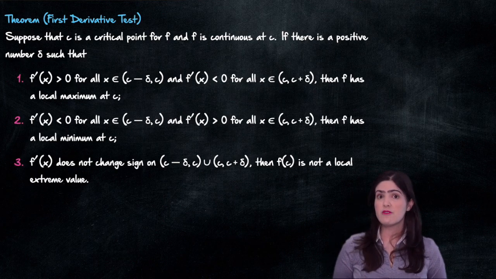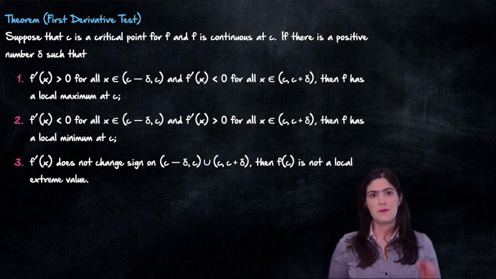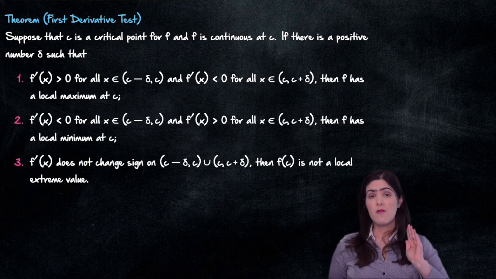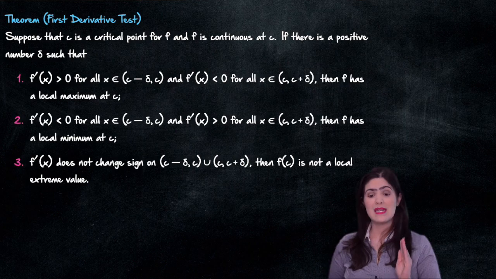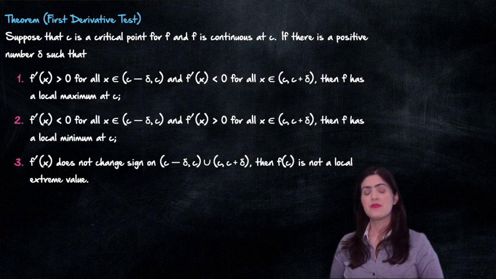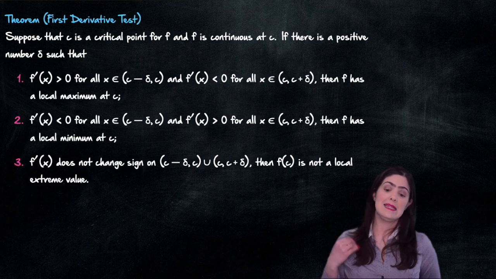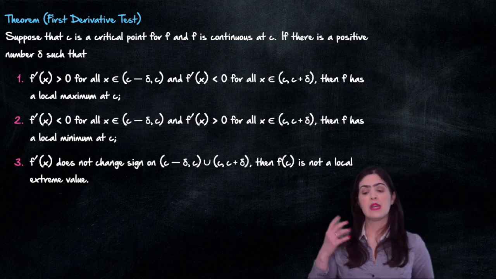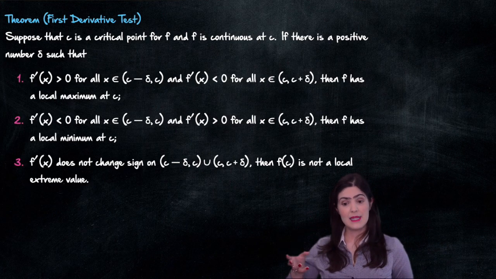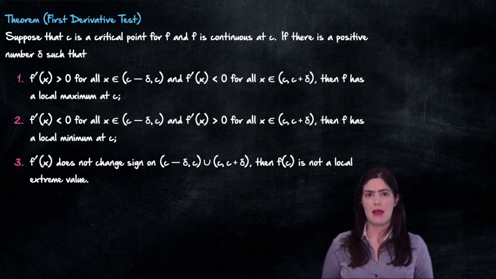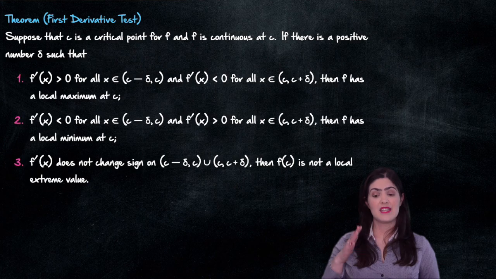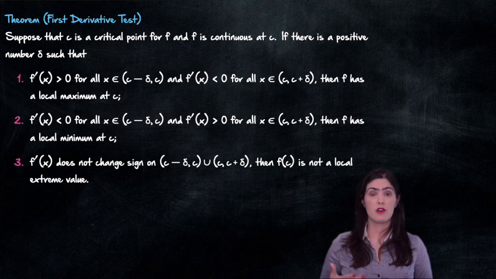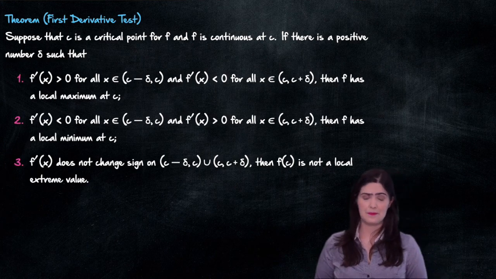If there is a positive number delta such that f prime of x is positive for all points x between c minus delta and c, and that f prime of x is negative for all x in c plus delta, then f has a local maximum. What this is telling me is that if the derivative is positive to the left of c and negative to the right of c, then the function has a local maximum at c.